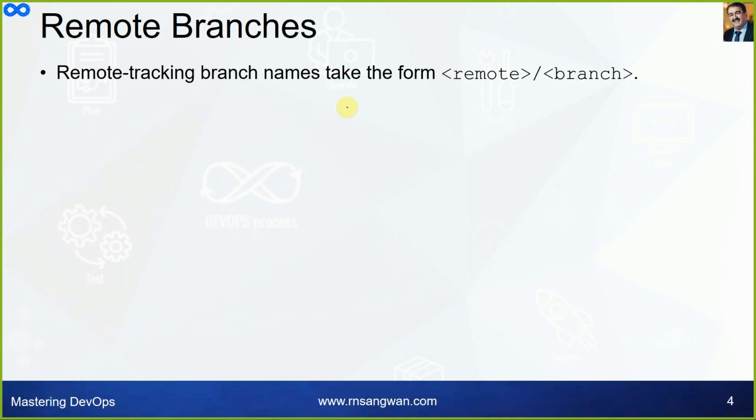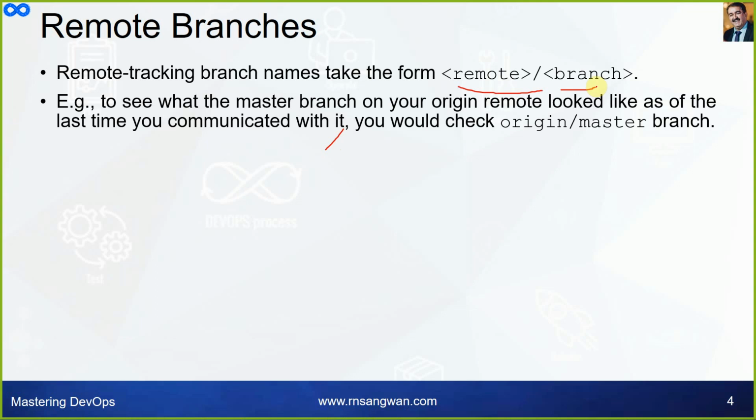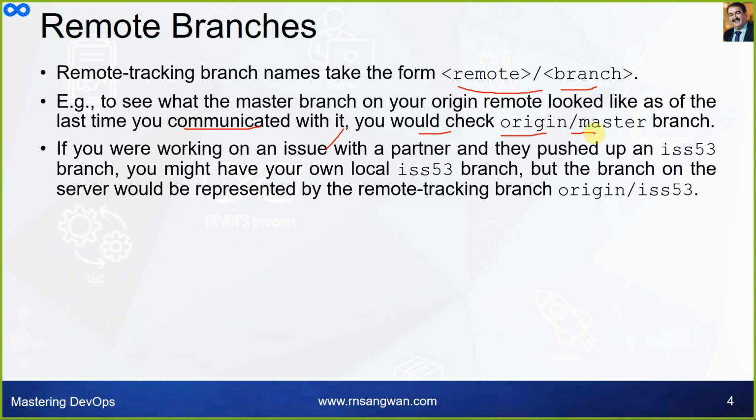Remote tracking branch names take the form remote/branch. For example, to see what the master branch on your origin remote looked like as of the last time you communicated with it, you would check using the origin/master branch.